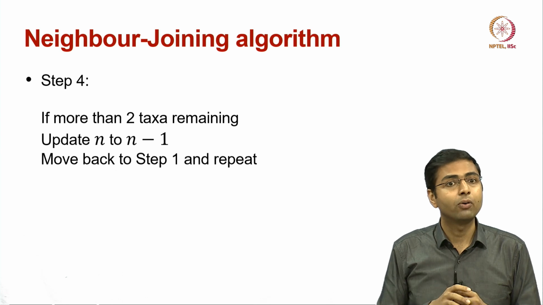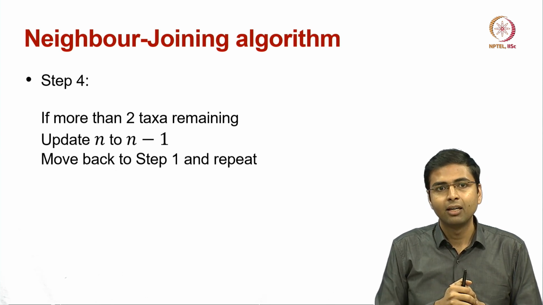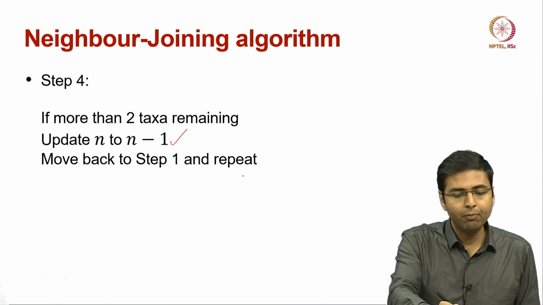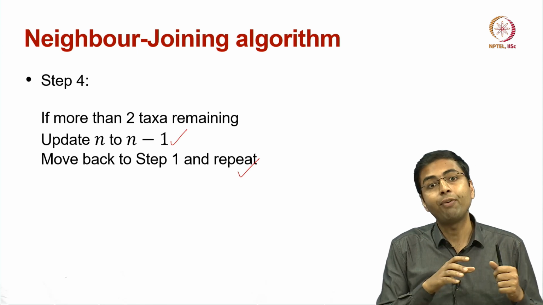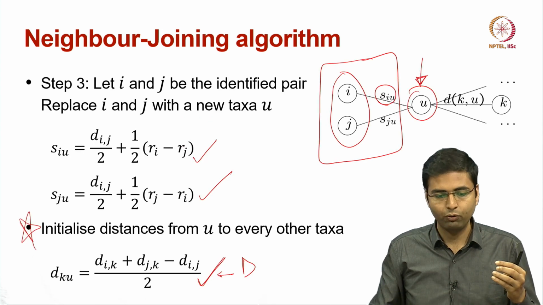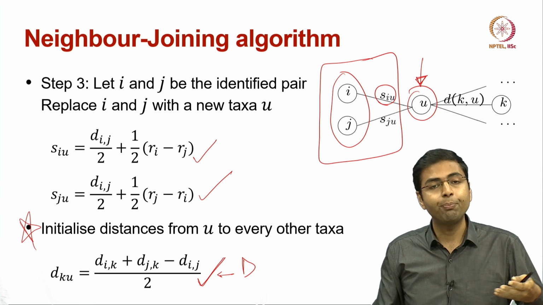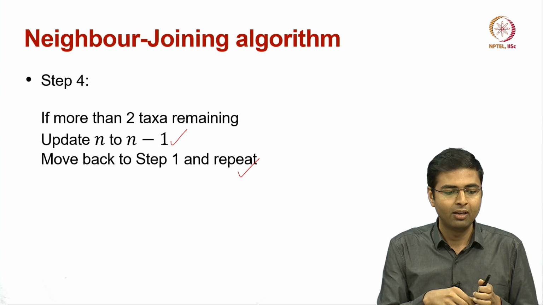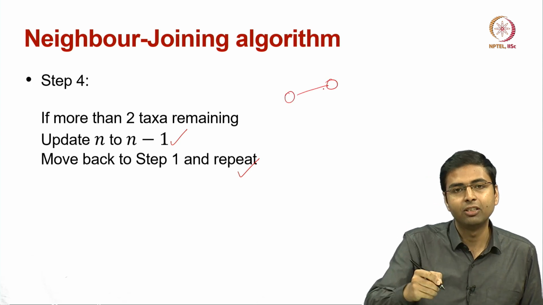The final step is simple: if you have more than 2 taxa remaining, then we repeat this process. We update n to n minus 1 and move back to step 1 and repeat. That is, we again find the 2 closest neighboring leaf nodes, the appropriate leaf nodes that should be merged, and we keep repeating this merging process until we have only 2 taxa remaining, because once you have 2 taxa remaining, all we have to do is just connect them with the edge.